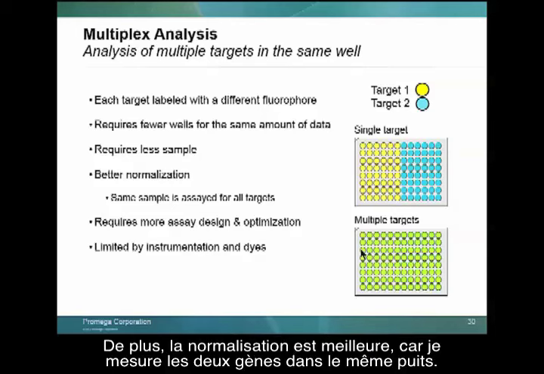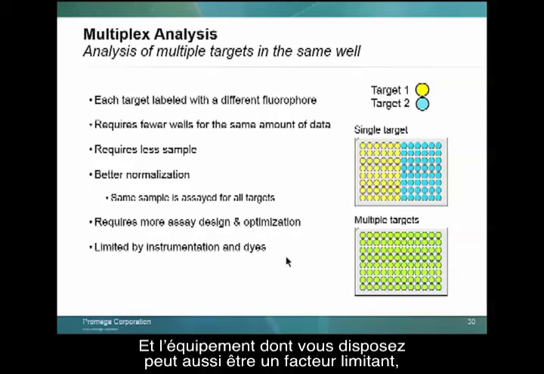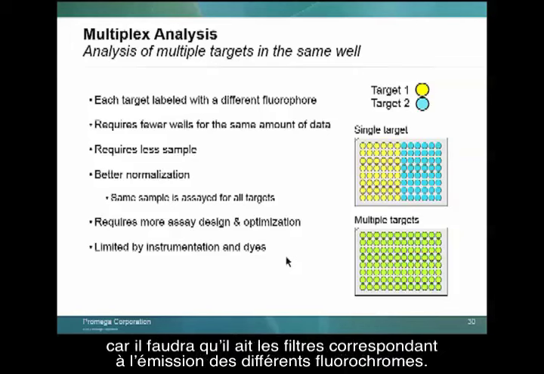It also means I have better normalization because I'm assaying the two genes in exactly the same well. But in order to do that with any robustness, it does require additional assay design, optimization, and validation. And you will be limited by the instrumentation you have available, specifically what filters are available to match up with your emission dyes.